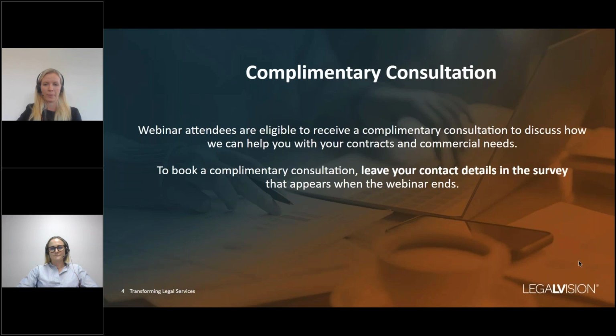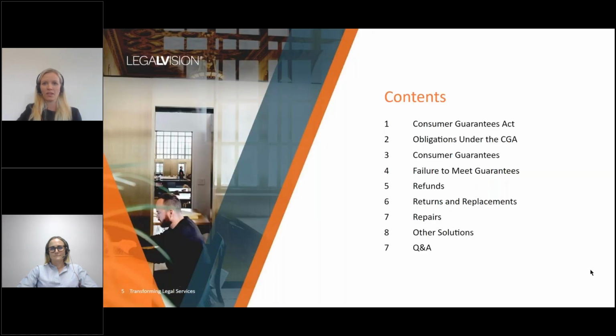So, today we will be discussing the Consumer Guarantees Act, your obligations under it, what the guarantees actually are, what constitutes a failure to meet the guarantees, and the remedies under them, being refunds, returns and replacements, repairs, as well as some other solutions. We will then finish with a short Q&A session.